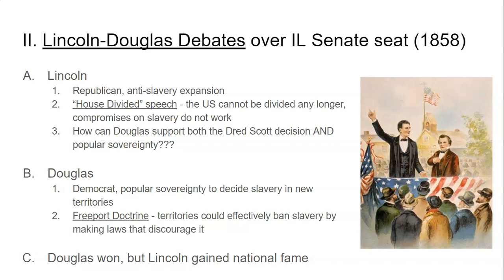Lincoln, however, is going to use this time that he has lost this election to now actually plan his candidacy for the president position that he will run for in 1860. So yes, Lincoln did lose, but he gains national fame and he gains some time to start his next campaign for the presidency.